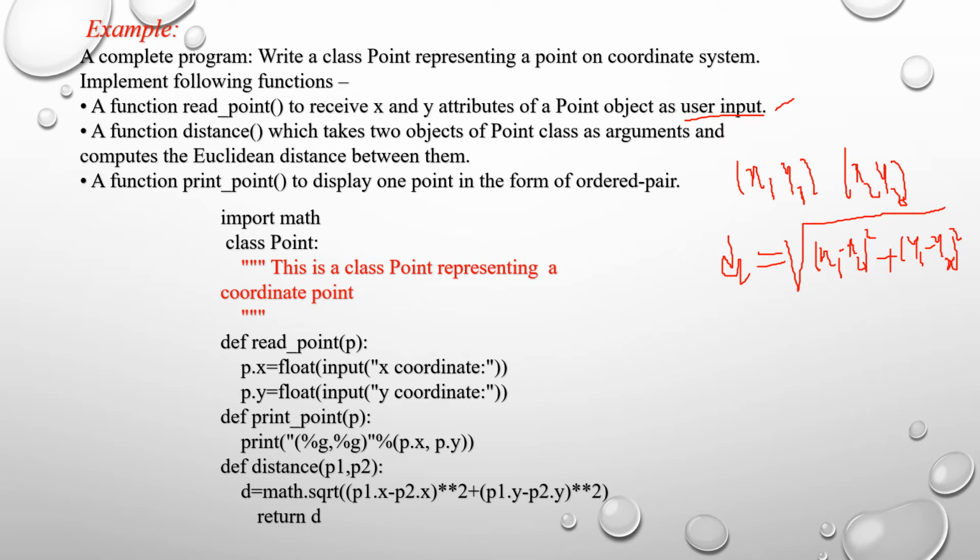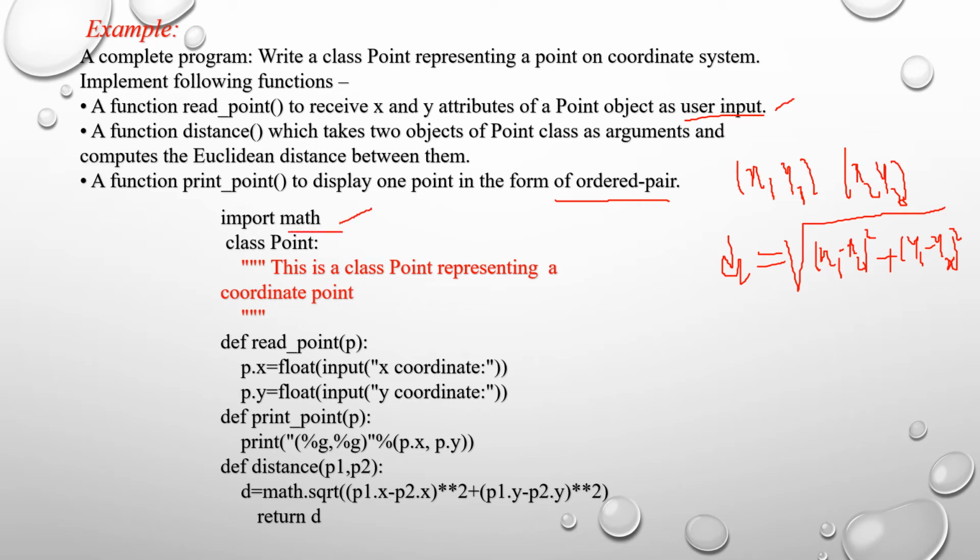The third task is a function print_point to display one point in the form of an ordered pair. Here we have to calculate the distance, so we need to import the math module. If you want to write the Python code, first we need to import the module. The module name is math. So this is the first step.